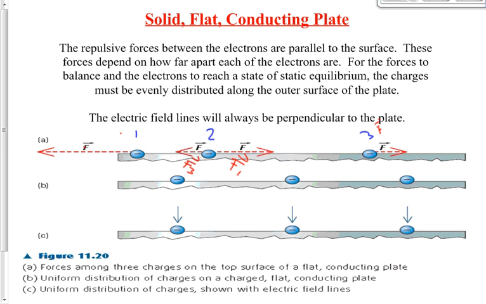Can anybody explain to me here why F1 is a bigger value than F3? Andy? Yeah. 1 and 2 are quite a bit closer together than 3 and 2. So F1 is going to be a bigger force. Now, what's going to happen to charge 2 as a result of F1 being bigger than F3?